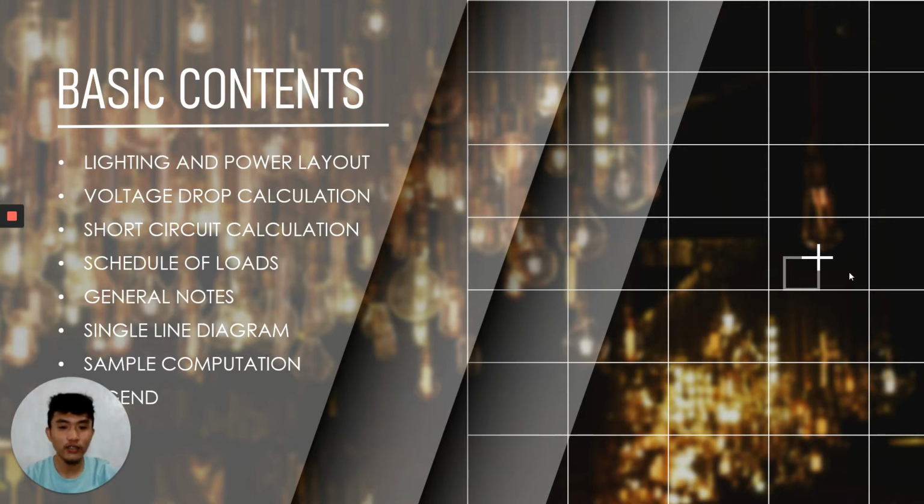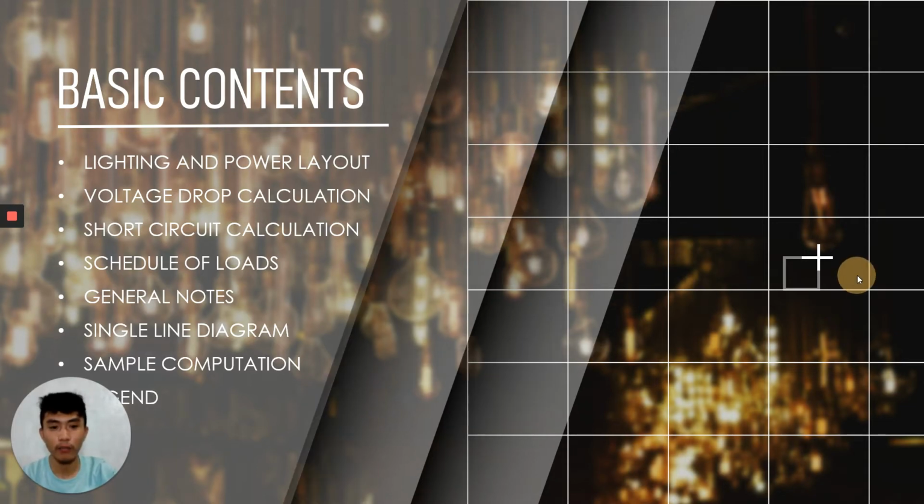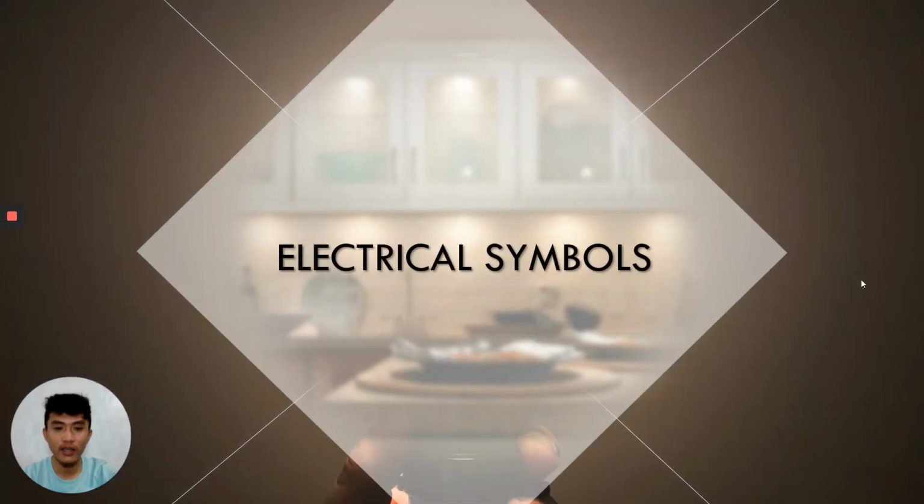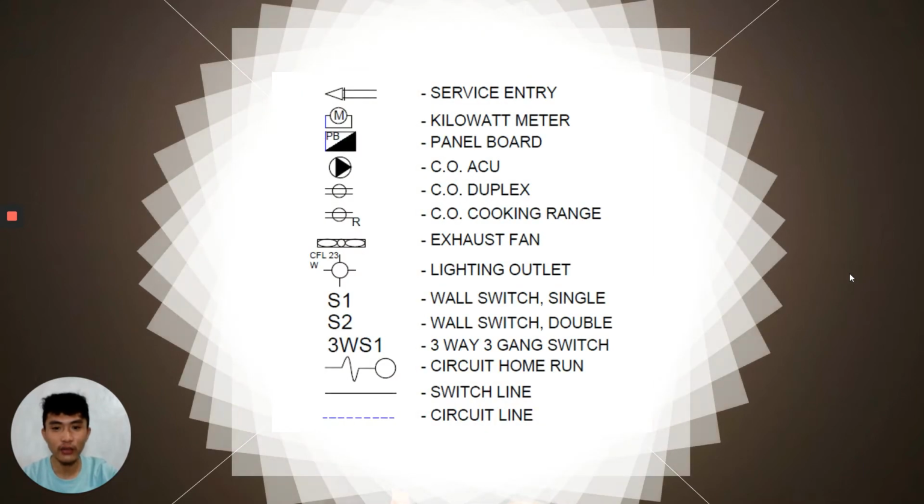First, let's talk about the basic symbols in an electrical plan. As you can observe right here, we have the different symbols for an electrical plan: the service entry, the kilowatt meter, the panel board, the ACU, the convenience outlet for an ACU, the convenience outlet for a duplex circuit, the convenience outlet for a cooking range, exhaust fan, lighting outlet, wall switch, as well as a gang switch, a switch line and the circuit line.